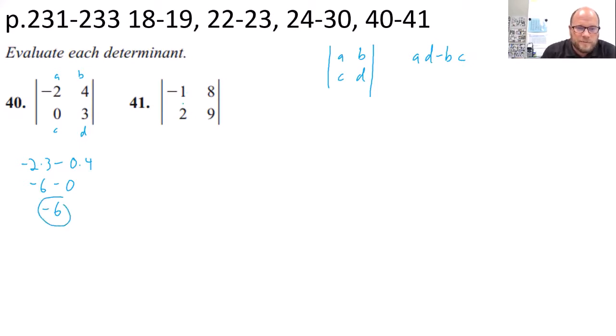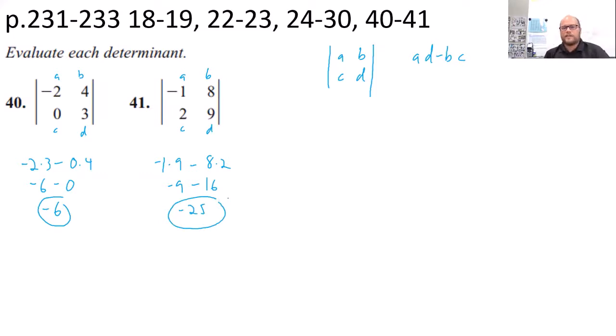For the second one, again, A, B, C, D. So A and D multiplied together, so negative 1 times 9 minus B and C together. So that's 8 times 2. So this first one is -9 minus 16 gives us -25. That's for our second determinant.